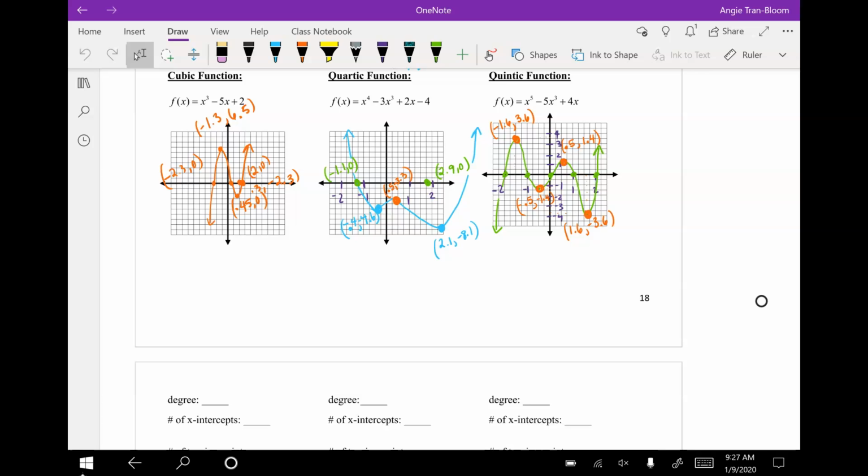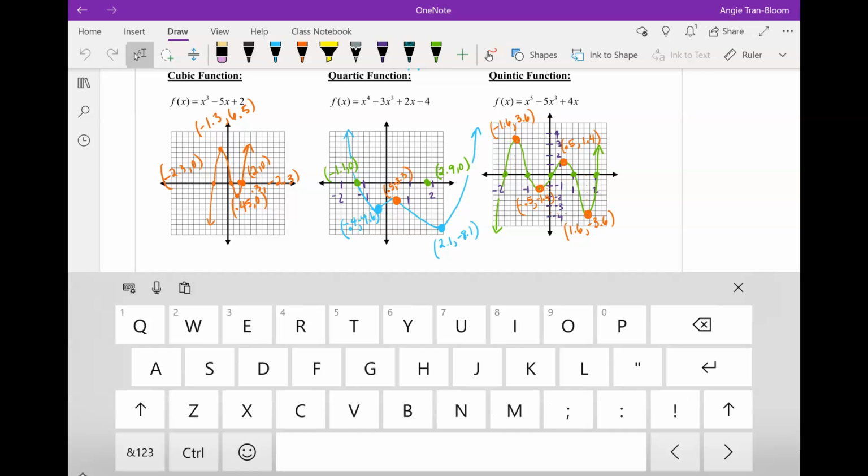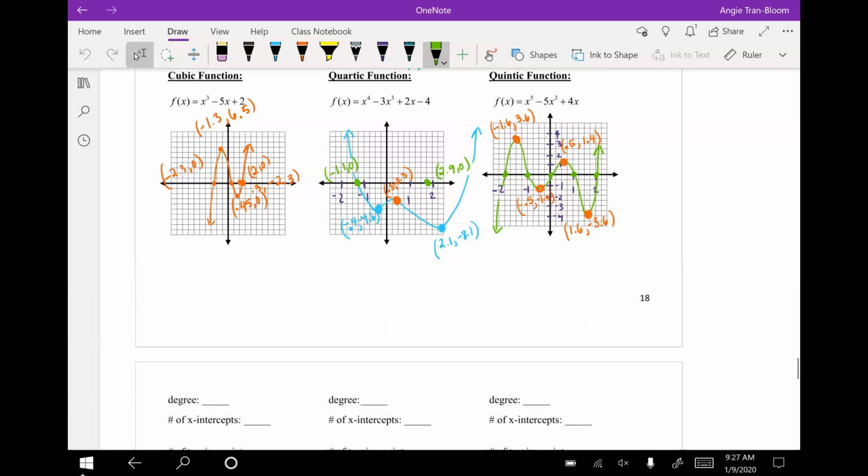Okay, so cubic function. What is the degree of a cubic function? 3. Okay, so we're going to write 3 for that. And I know your graphs are on the previous page. You don't have to look at your notes. You can just look at my graphs right here. What's the degree for the quartic? 4. Degree for the quintic? 5. Looks like some of you have already answered all of them. Good job.